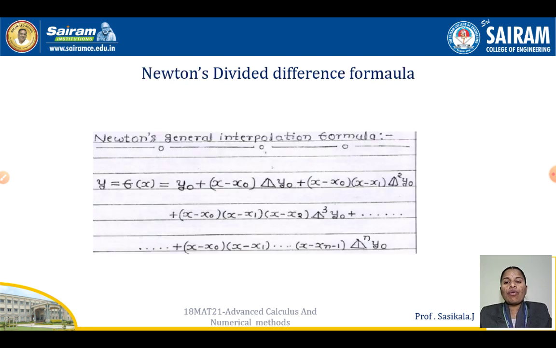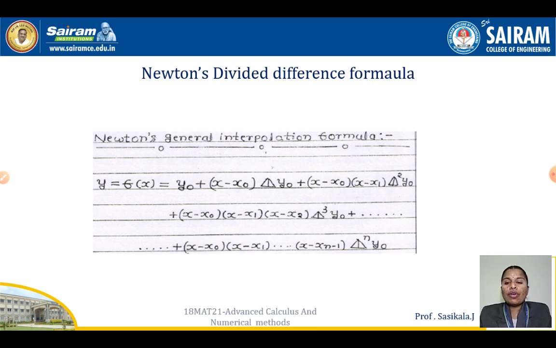Now we will see the formula for divided difference. Newton's divided difference, sometimes called Newton's general interpolation formula: y equals f of x, which is equal to y naught plus (x minus x naught) into the divided difference of y naught, plus (x minus x naught) into (x minus x1) into the divided difference squared of y naught, plus etc. So here the formula changes for the divided difference.